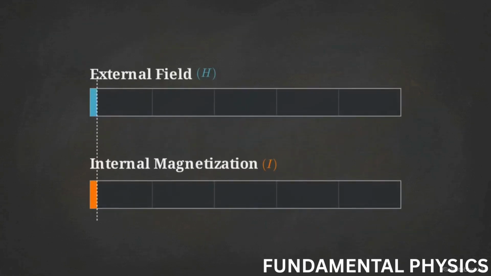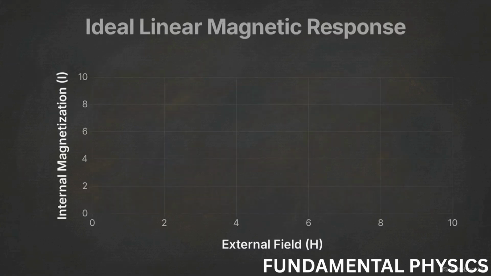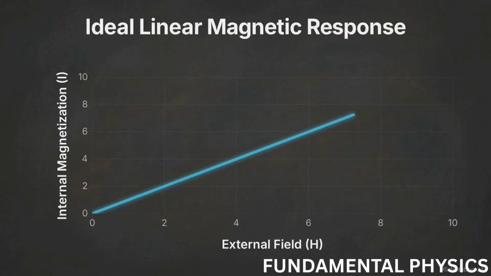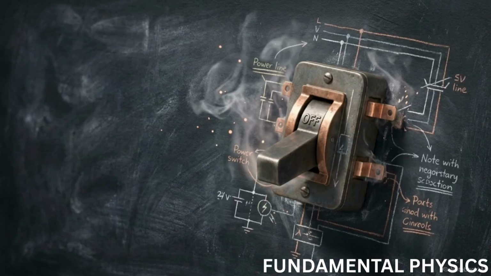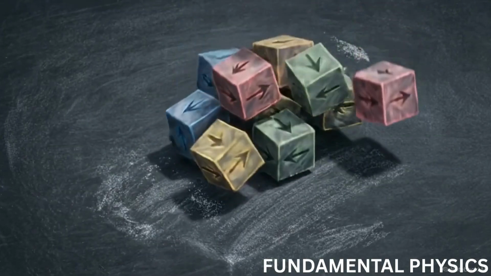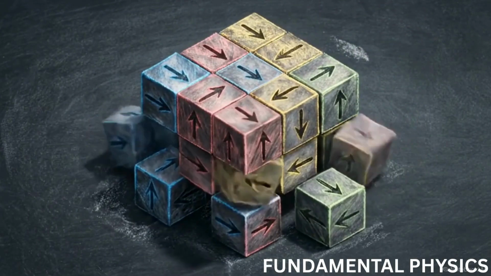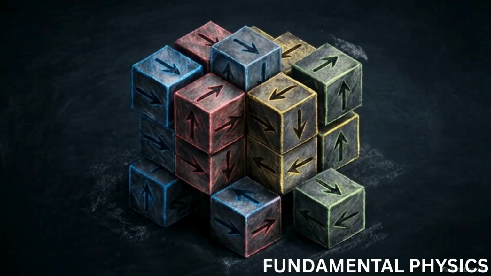The intuitive assumption here is that these two variables should scale perfectly together. As you increase the external field, the internal magnetization should predictably and linearly increase right alongside it. But an anomaly occurs when you cut the power. When the external field drops entirely back to zero, the internal magnetization does not immediately disappear. Inside the material, the magnetic domains stubbornly refuse to randomize. They lock into place, holding a structural memory of the applied field.